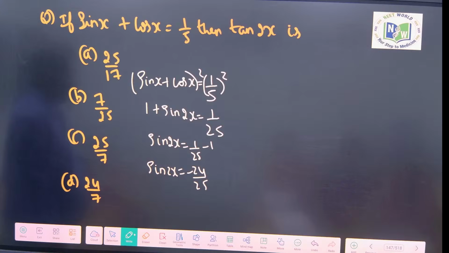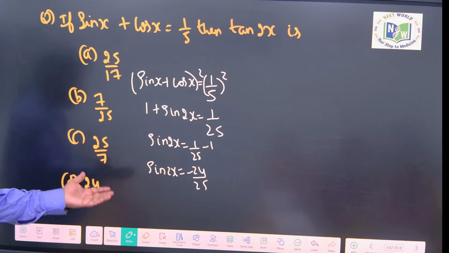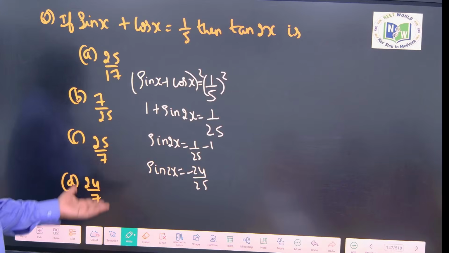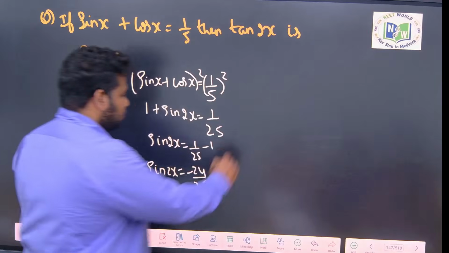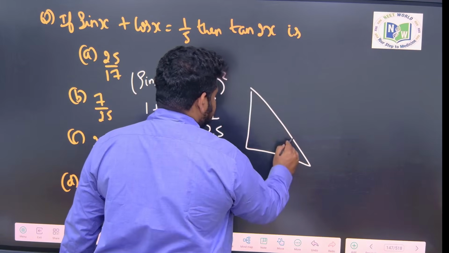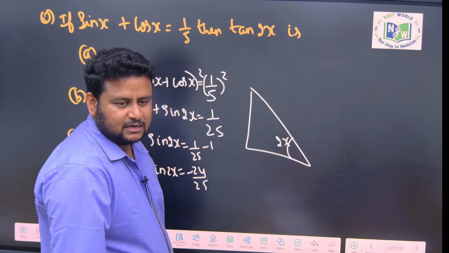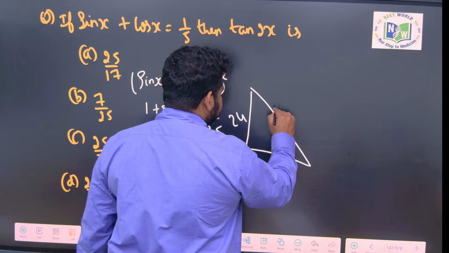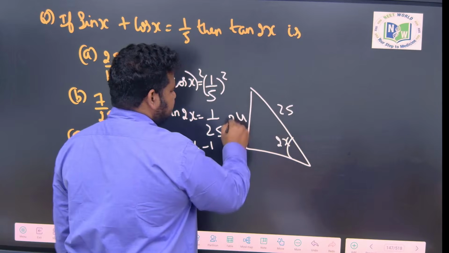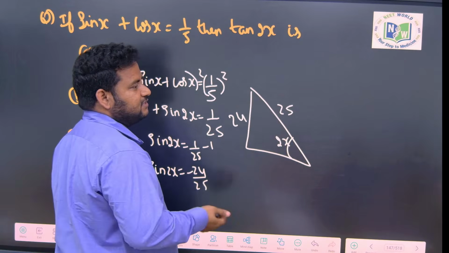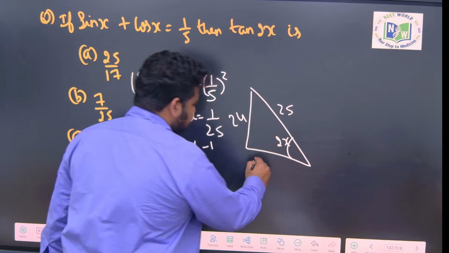Now sin 2x is minus 24 by 25. I want tan 2x. How to find out? Just use the triangle. Forget about the negative sign. So this is 2x. Sin is opposite by hypotenuse. This is 24, this is 25. So this is 625, this is 576. Remaining is 49, that is square root of 49 is 7.